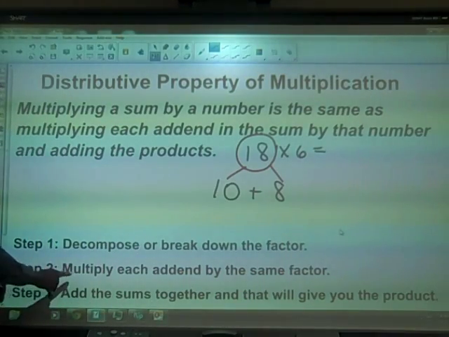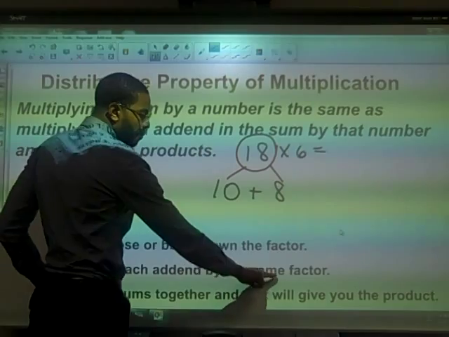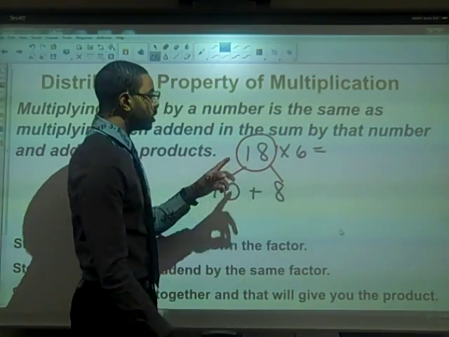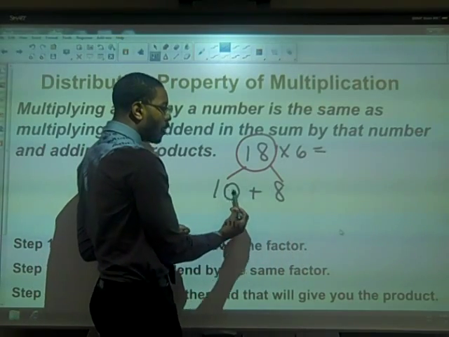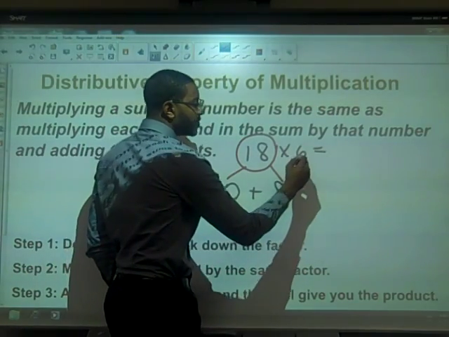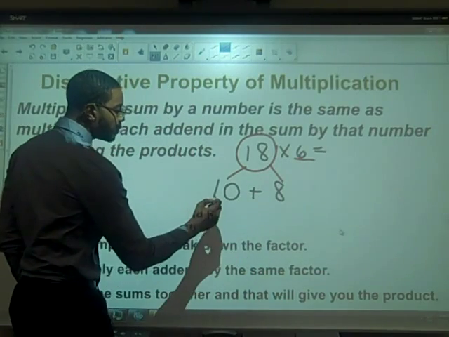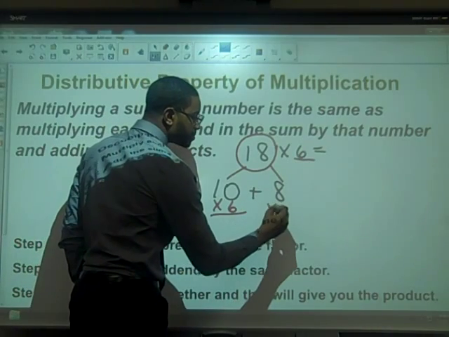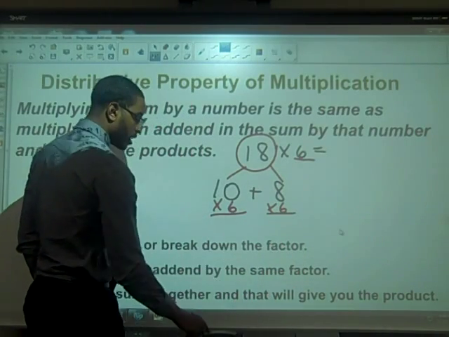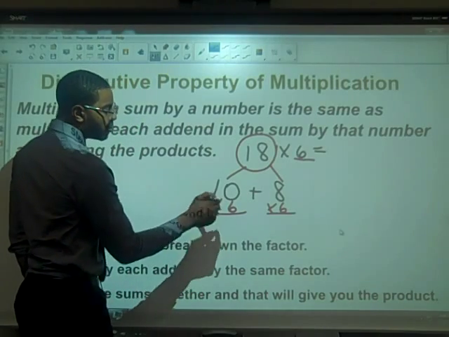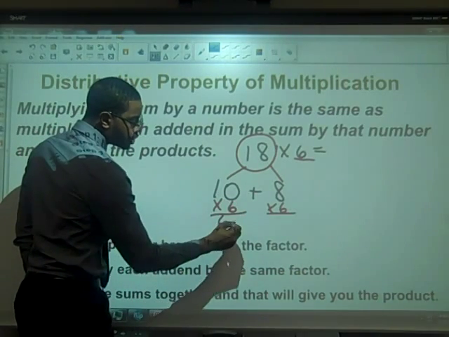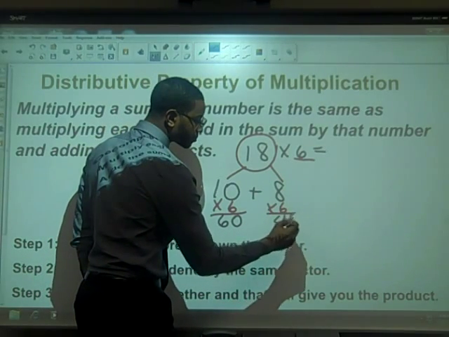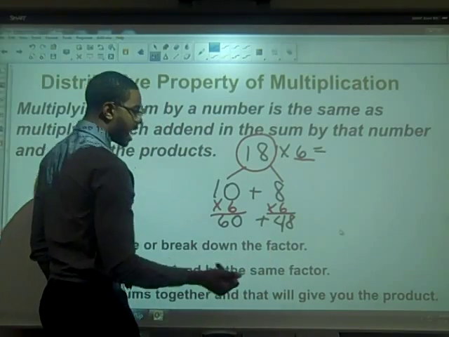Step 2, multiply each addend by the same factor. Now that we've broken 18 down, we need to multiply both of these addends by the factor 6. So we multiply 10 times 6, and now we multiply 8 times 6. 6 times 1 is 6, and then I add my 0. 6 times 8 equals 48. I bring down that addition sign.